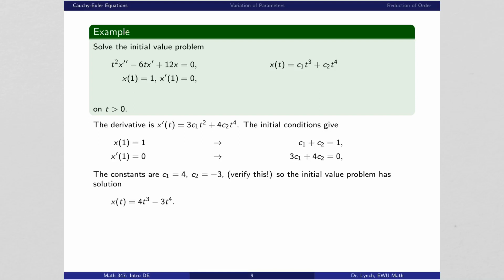Okay, so here's the solution to the initial value problem. It's x of t equals 4t cubed minus 3t to the 4th.